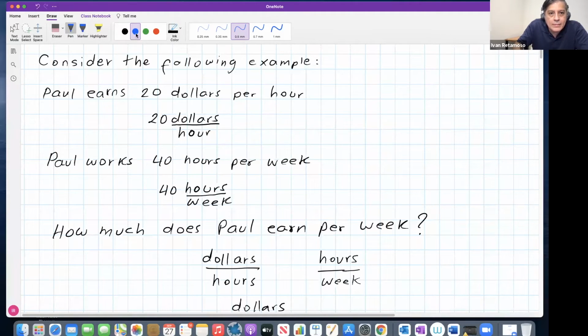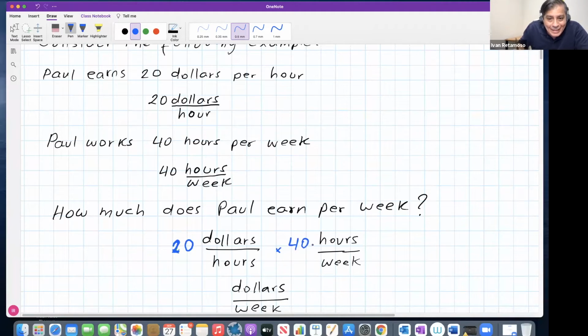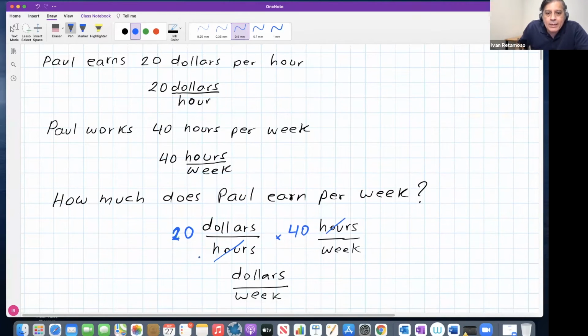All right, so the first rate says that Paul earns $20 per hour. The second rate says that Paul works 40 hours per week. Not hard to see that if we multiply these two rates of change, that are related somehow by this number of hours worked, eliminating hours, we come up with a new rate. 20 times 40 is just $800 per week.